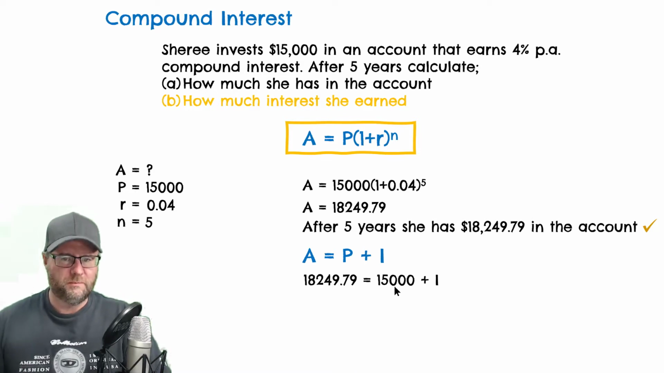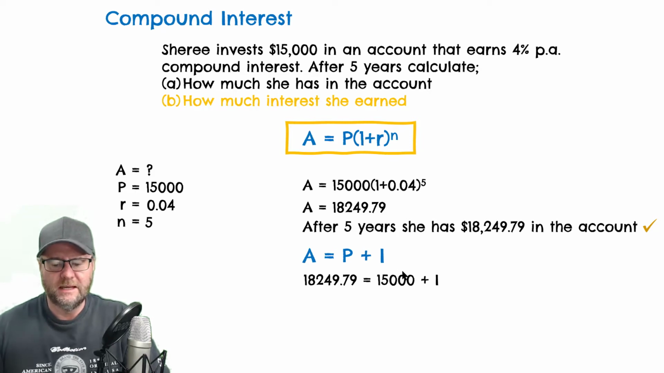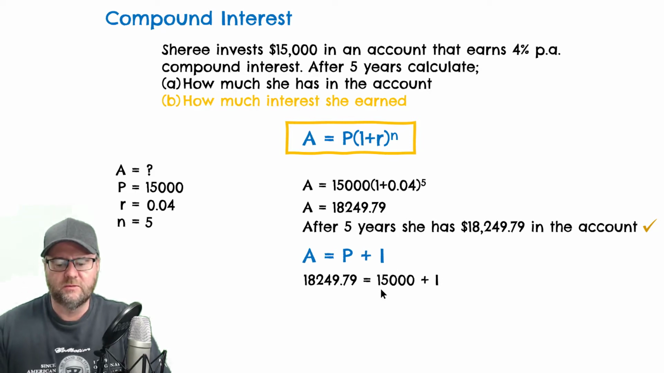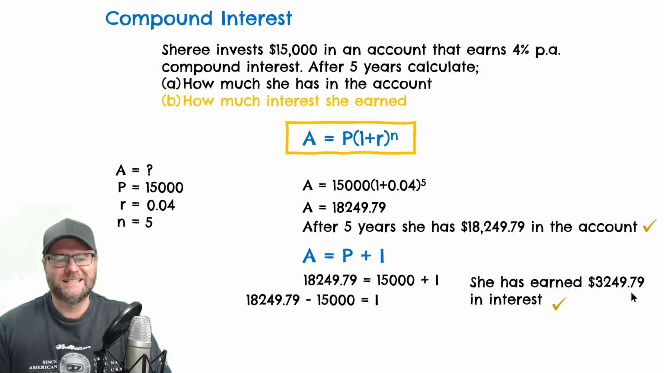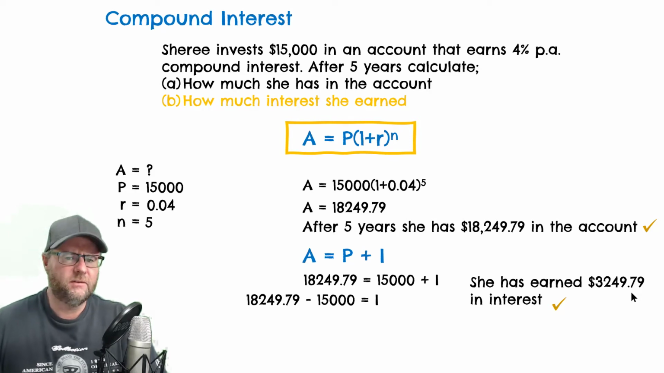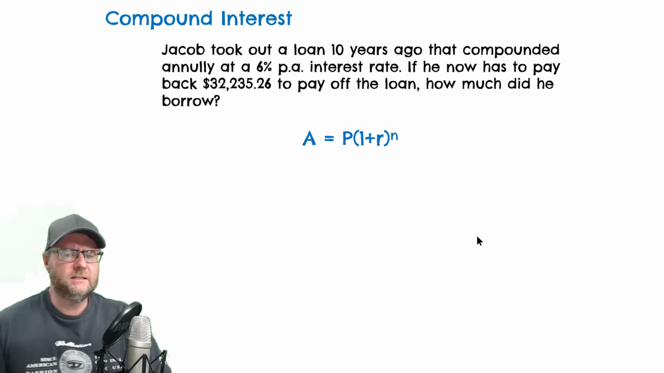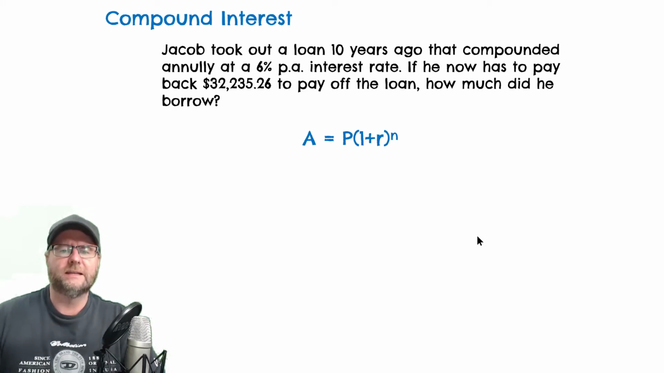But if you want to do pure algebra here, basically what we did was, to solve for I, subtract 15,000 from both sides. So the difference between those two figures was the interest, 3,249.79. Well done. Let's have a look at one that's a slightly different thing. Hopefully you're going to see the twist here before we get too far into the question.